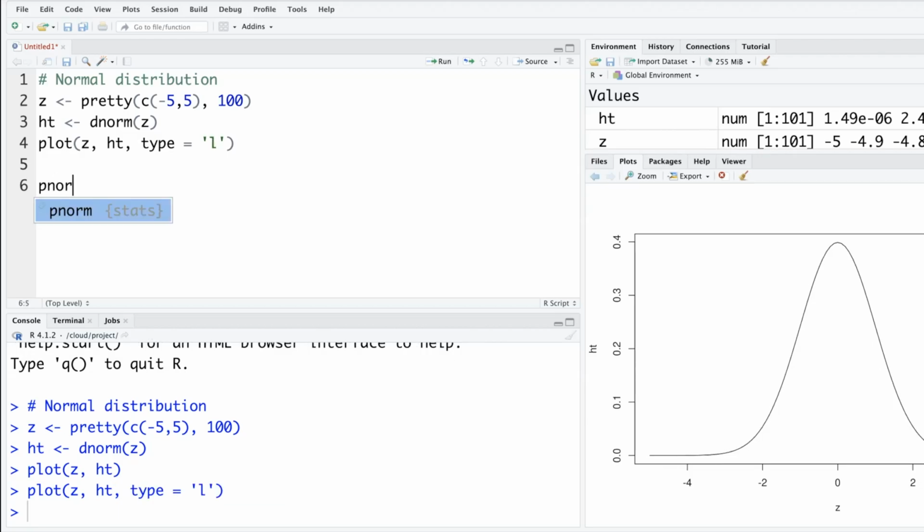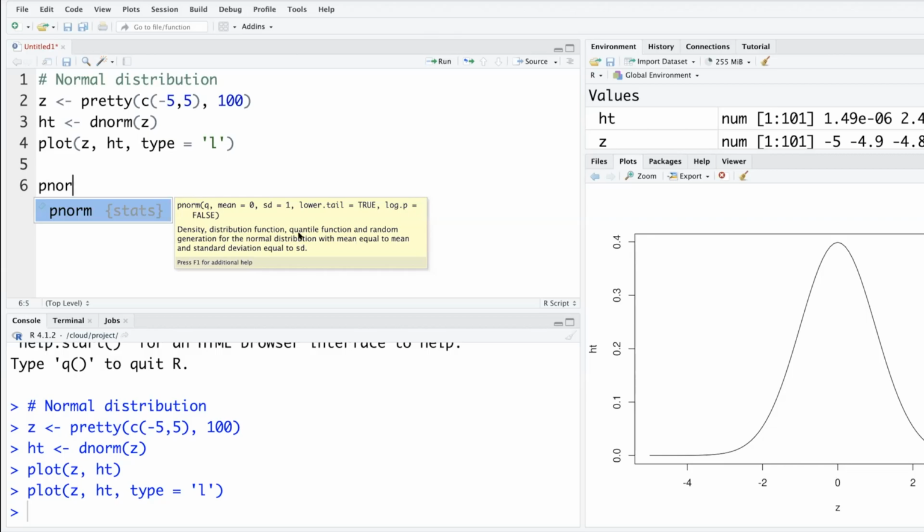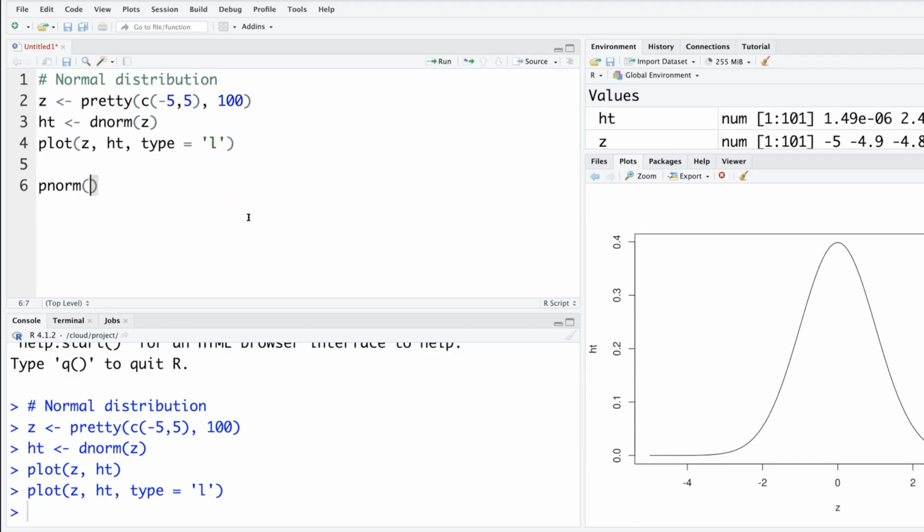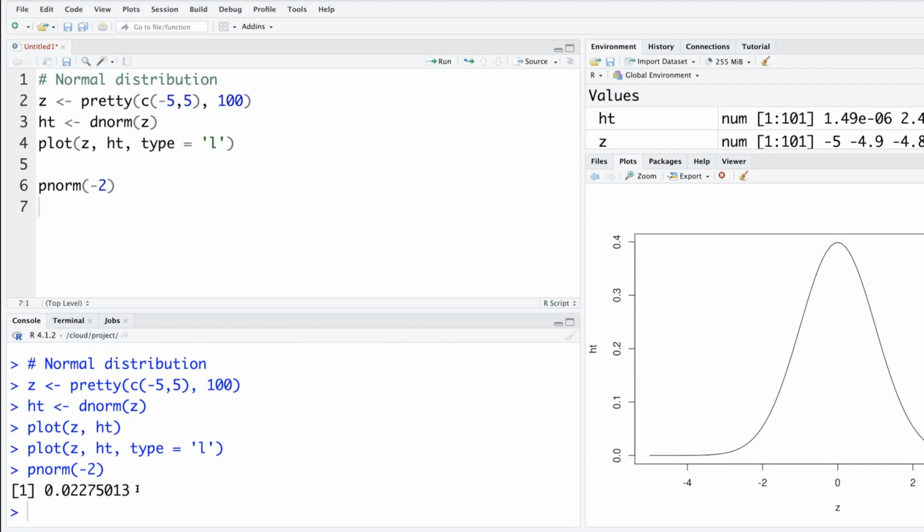P norm. So this is density distribution function, quantile function, and generation for random and so on with mean zero, sigma one. So if you want probability to the left of -2, this point here, to the left of -2, obviously that area is quite less. So it's about 2%.